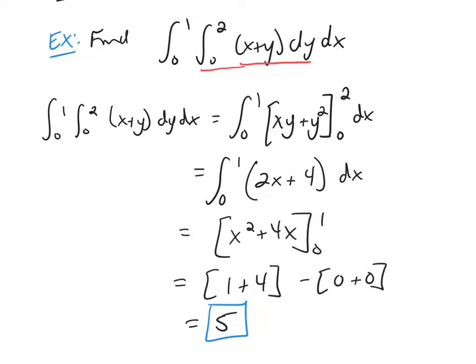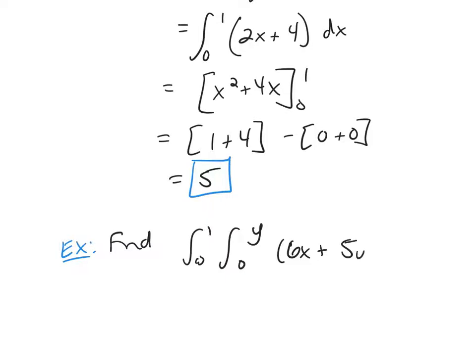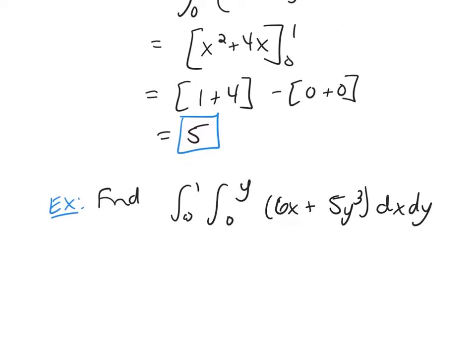Let's look at one more of these. So let's look at, find the integral from 0 to 1 and 0 to y, 6x plus 5y cubed dx dy. So always on the outside of your integral, you're going to have constants here, but now I have variables on the inner ones. And if you notice, the order of my integration has changed.